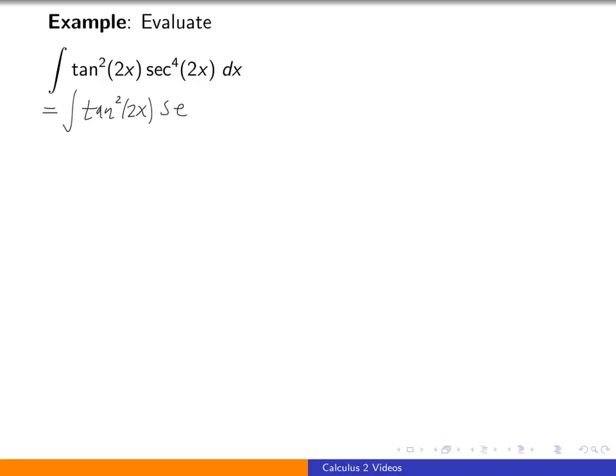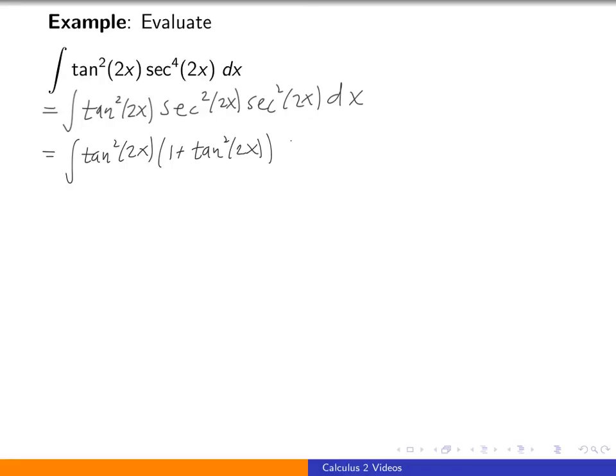And then we're going to write secant to the 4th as secant squared times secant squared. And the idea is going to be to rewrite this remaining secant squared in terms of tangents so that the secant squared 2x dx can play the role of our du. So using our Pythagorean identities, which once again are very useful for us to remember, secant squared is 1 plus tangent squared. So here remember it's 2x. And now we are in an ideal situation to apply a u substitution.